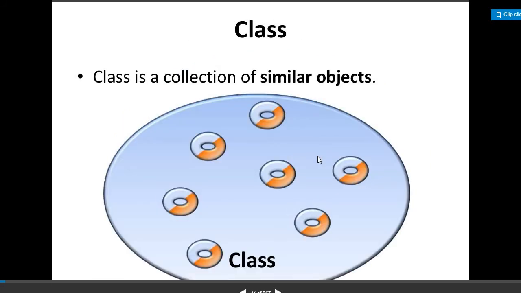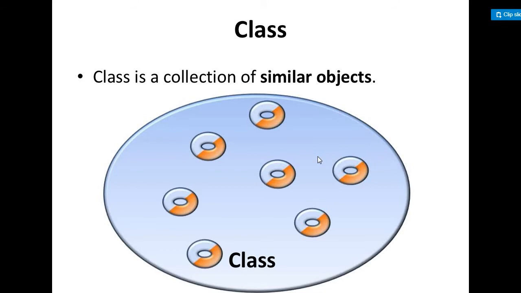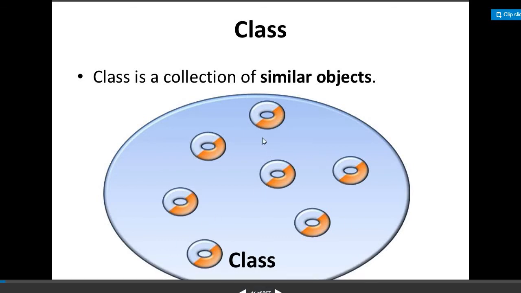Now, class. If we see what a class is, a class is a collection of similar objects. For example, this is a class. These seven objects are similar objects with similar characteristics, giving similar information and similar attributes. So this is a collection of objects, and it constructs a class.